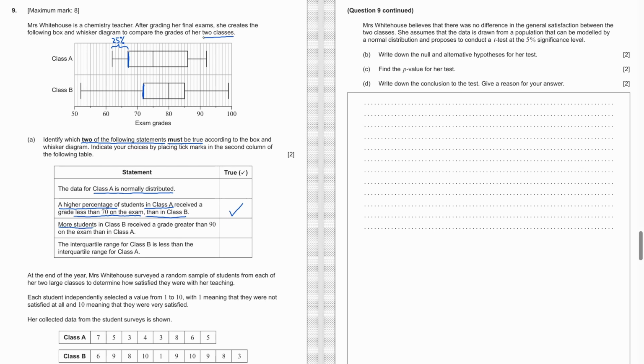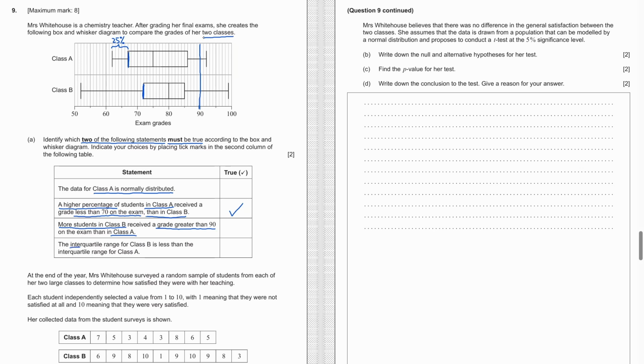The third statement says more students in Class B received grades greater than 90 on the exam than in Class A. We can see that a score of 90 is higher than the upper quartile of both classes, but still lower than the maximum for both. Therefore, we cannot determine whether this statement is true or false.